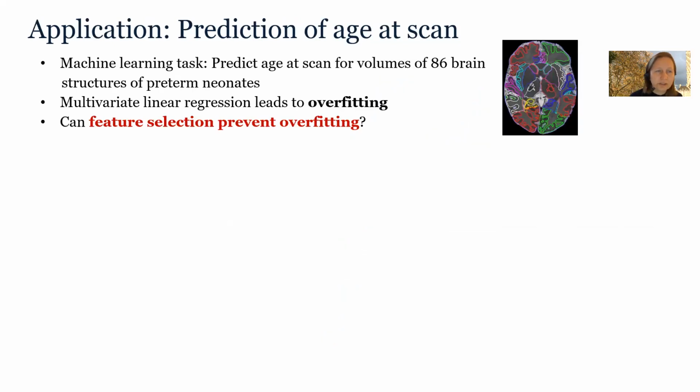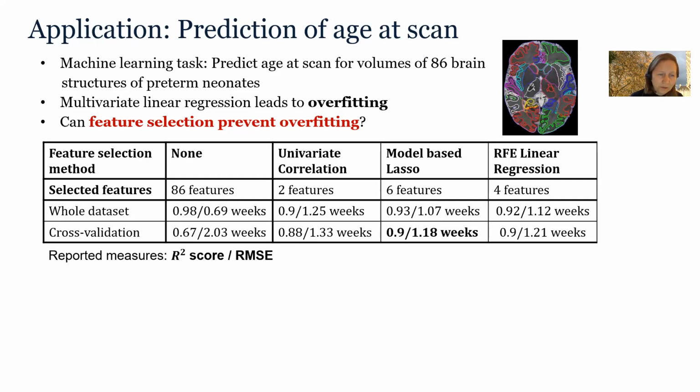So let's look at our application of prediction of age at scan. And recall that the multivariate linear regression leads to overfitting. And what we want to see now is whether feature selection can prevent overfitting and result in a good performance. So here I compared several different approaches. So this is no feature selection where we keep all 86 features and it's overfitted, as you already know.